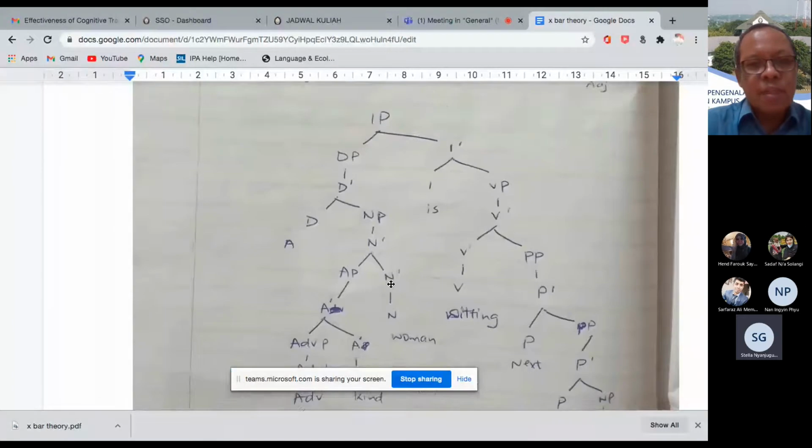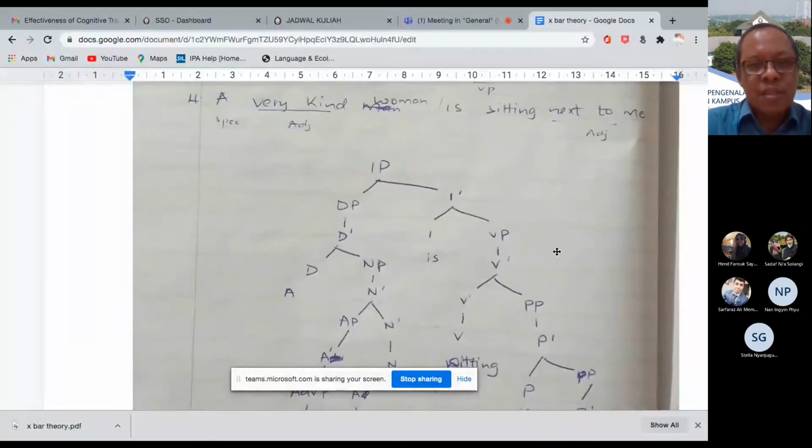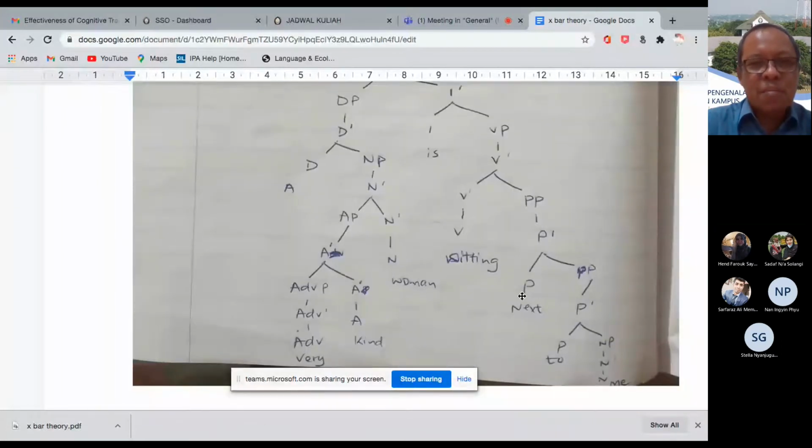So you can check here, "very kind" is an adjunct. Therefore, the sister node and the mother node should be the same, as I mentioned earlier. So here, what is the sister node? N bar. What is the mother node? N bar. The same. This is correct. This is the way to check. Okay, go on to the right side.